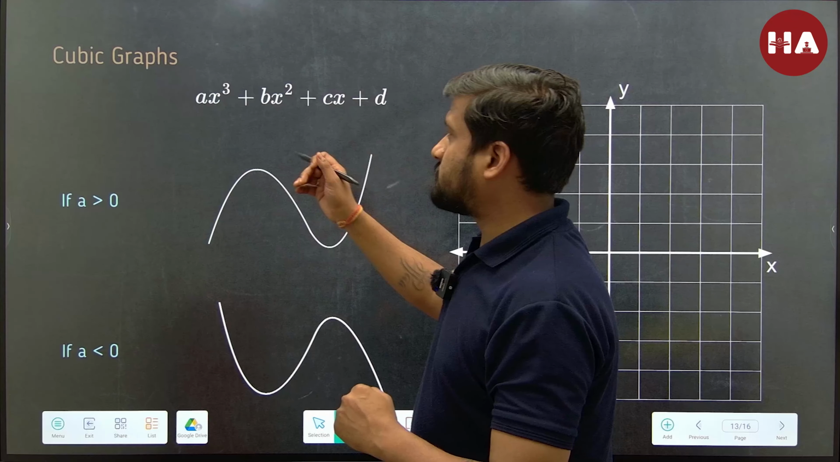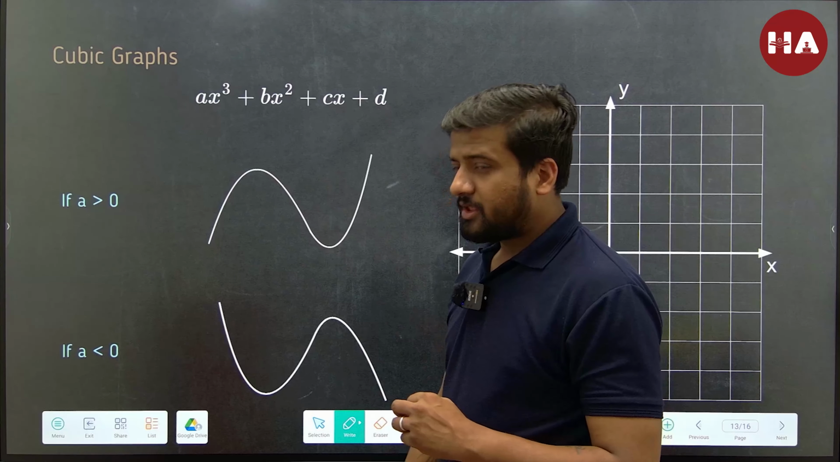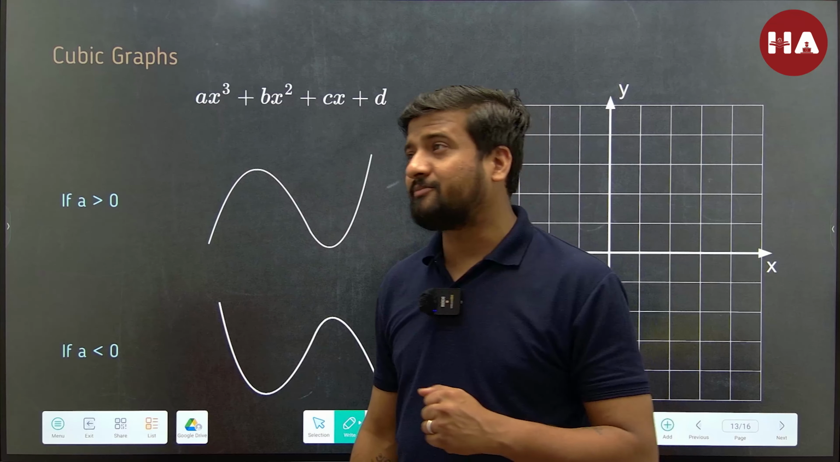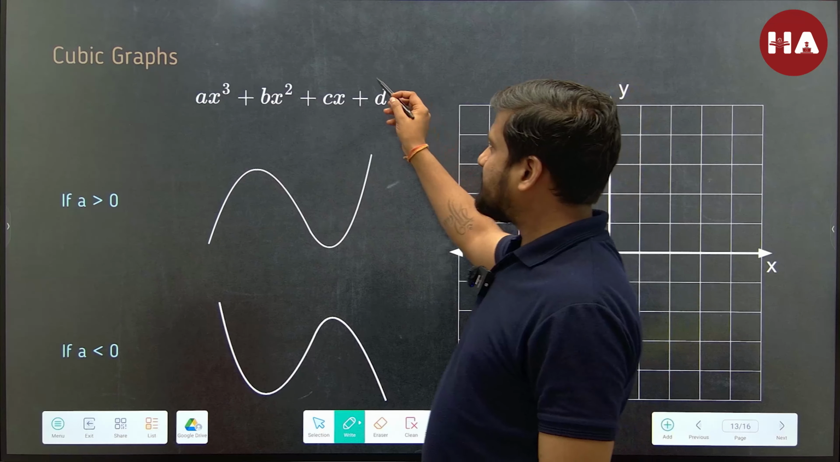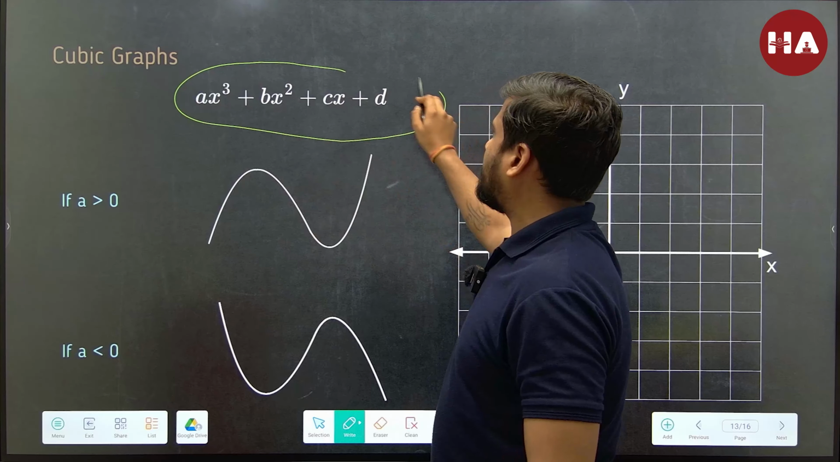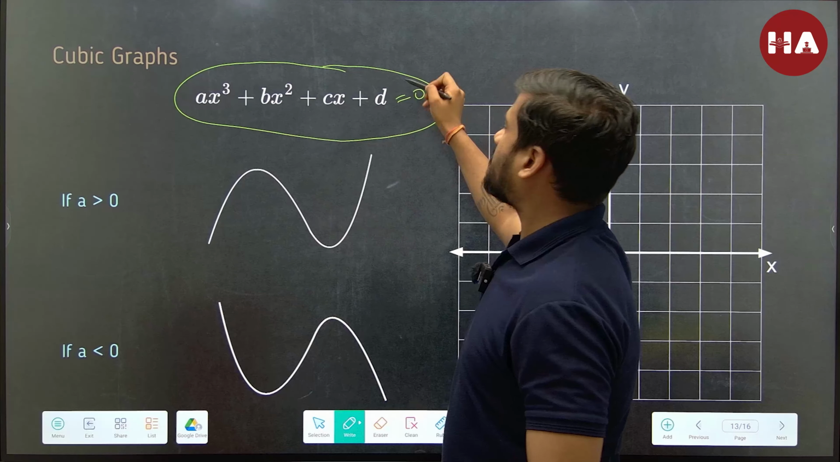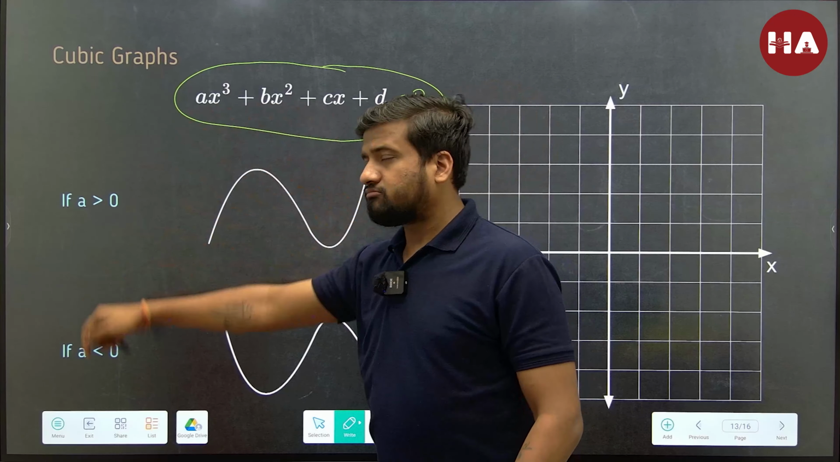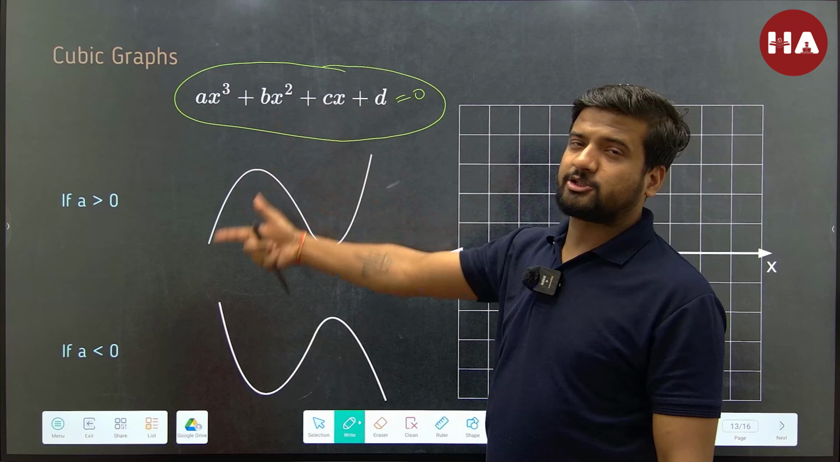Let's move on to the next one, that is cubic graphs. Now, you might see some random drawings here. They are actually not random. Basically, this is the standard form of a cubic equation. We are talking about an equation, so let's put equals to 0. If not, this is the standard form of a cubic expression.